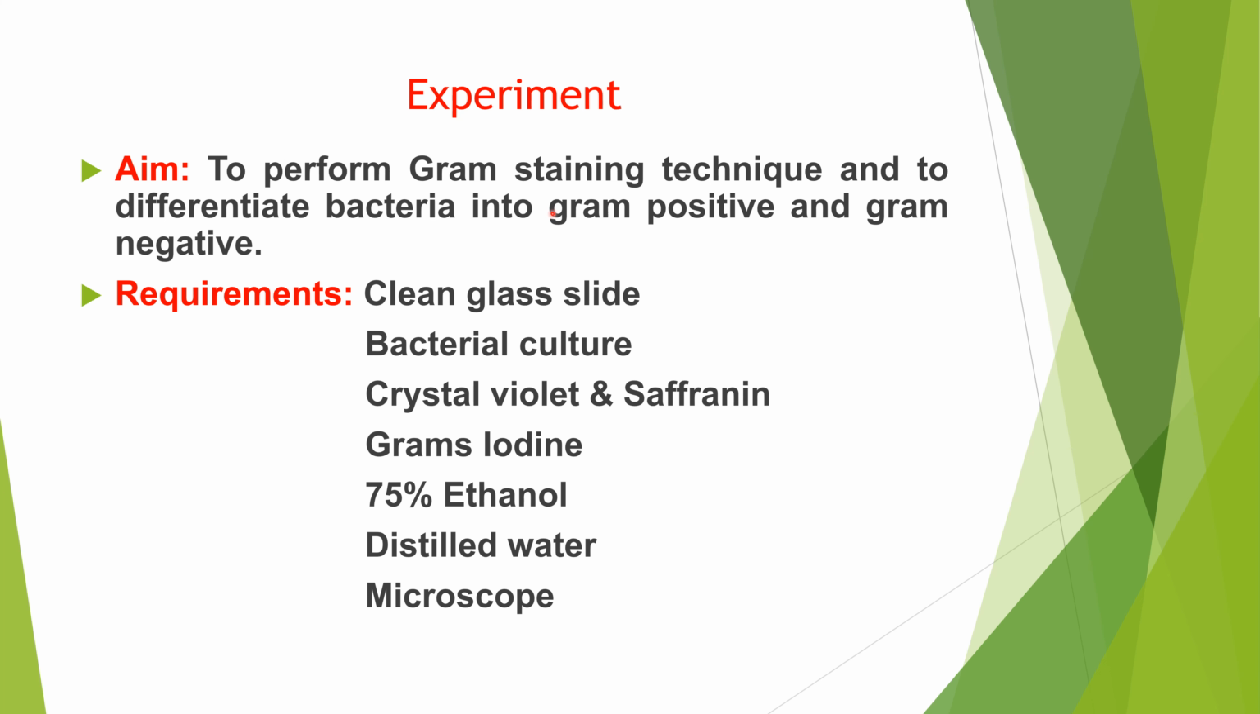If you see here, we are using two stains, that is crystal violet and safranin. Crystal violet is the primary stain, safranin is the secondary stain, whereas Gram's iodine is also called a mordant, and 75% ethanol is a decolorizing agent. With the help of these we are going to perform the gram staining technique.